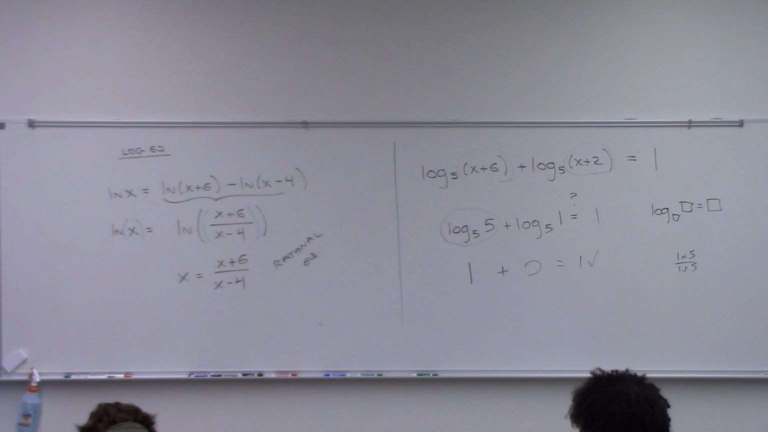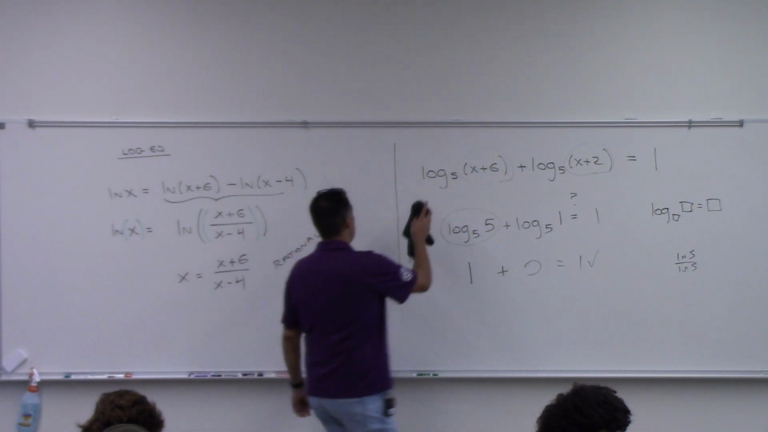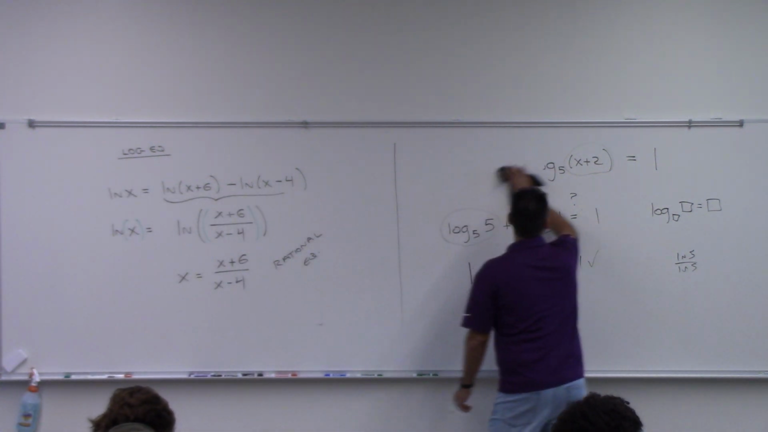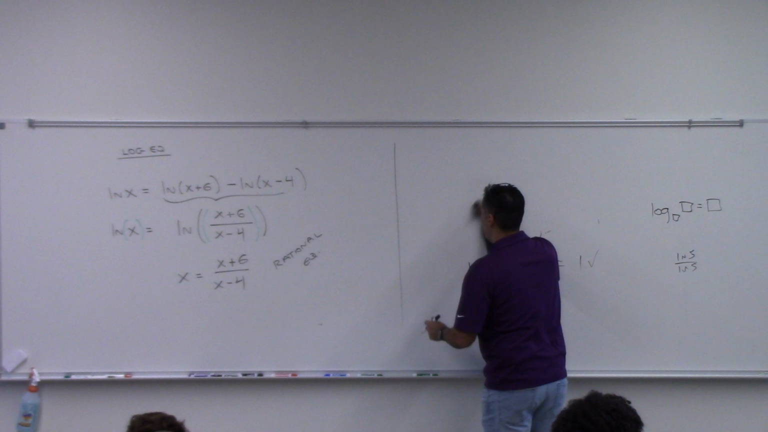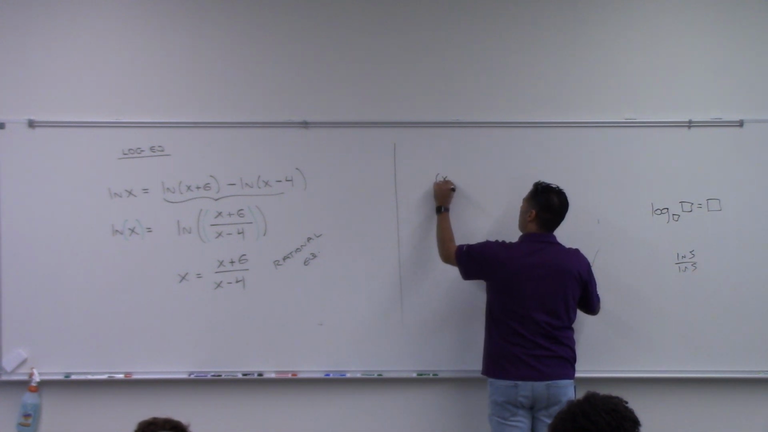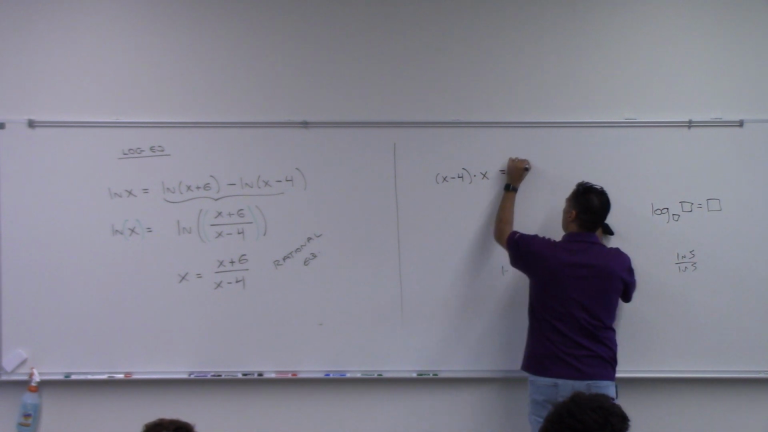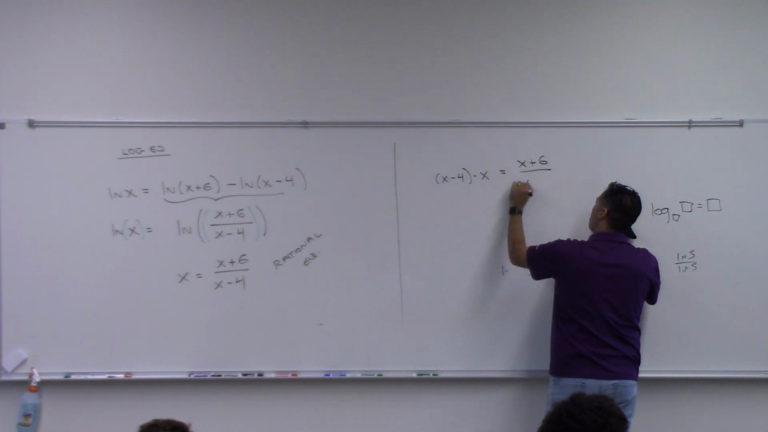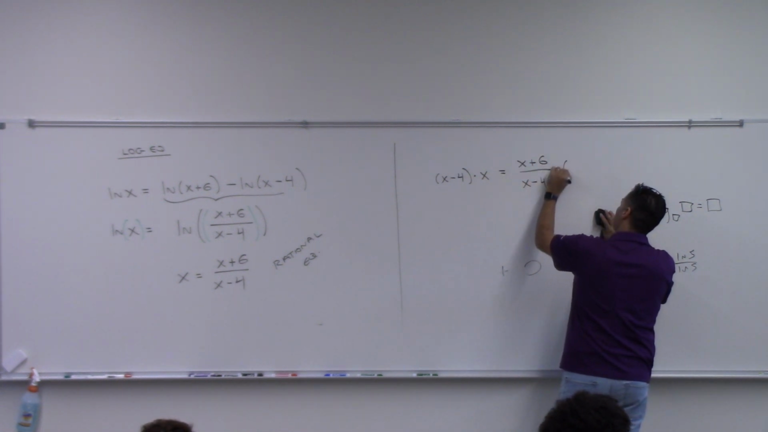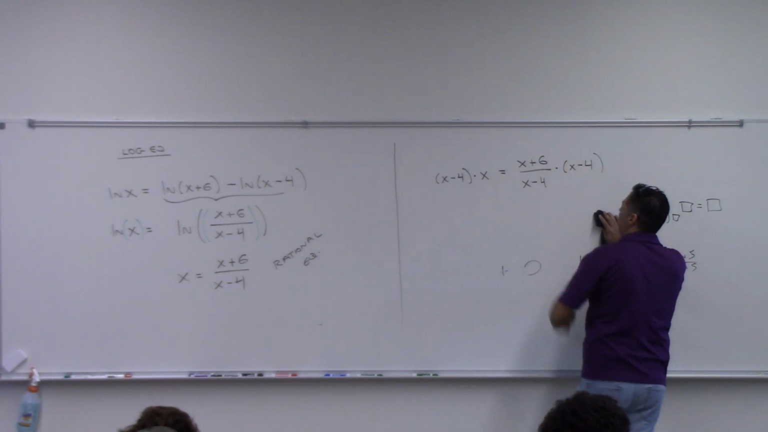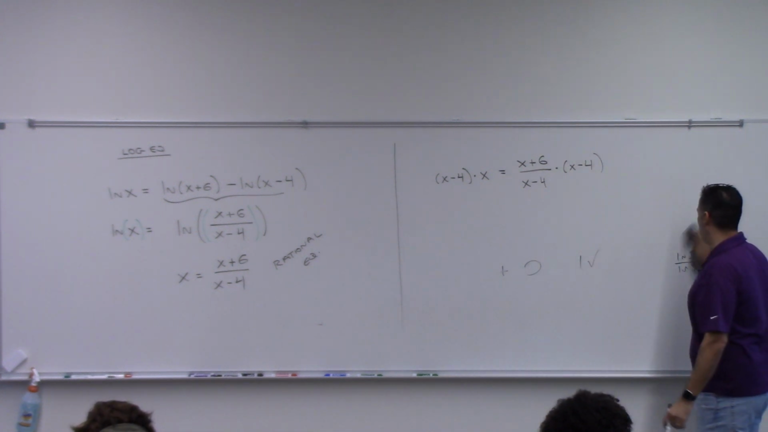Multiply both sides by x minus 4. You're clearing the fractions, right? So we're going to multiply both sides by x minus 4. This is a rational equation. So if I multiply the left side by x minus 4, I'll have x minus 4 times the x that was there equals the right side, x plus 6 over x minus 4. I'm multiplying that side by x minus 4 as well, right? That has the effect of clearing the fraction out.